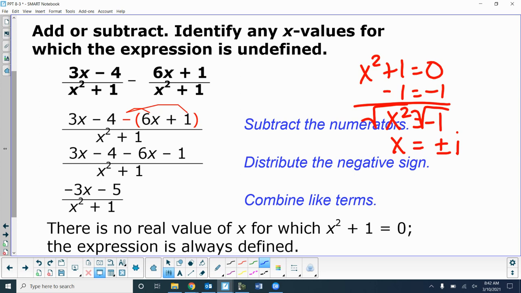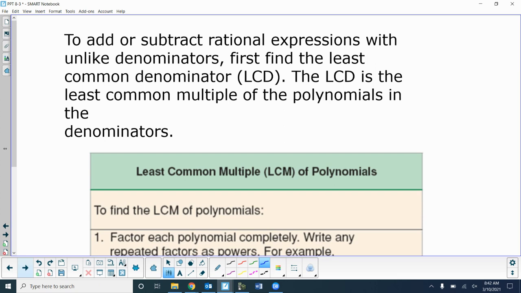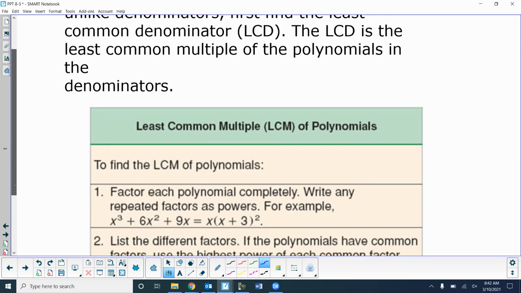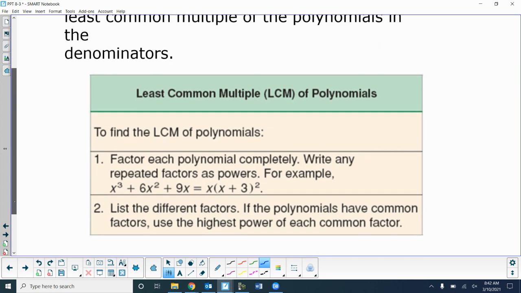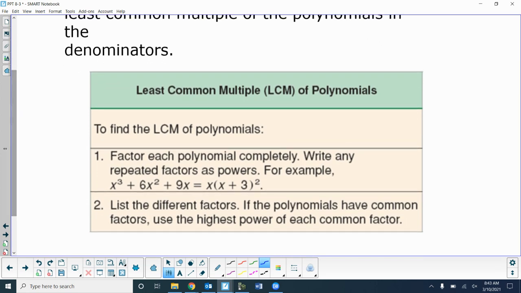When we have to figure out what the common denominator is, it takes a little more time. It's not that hard, it just takes some time. You got to be patient, right? So, least common multiples of polynomials, that's like the least common denominator, okay?